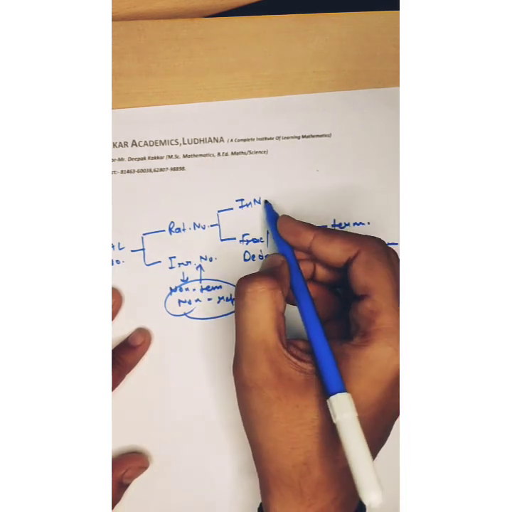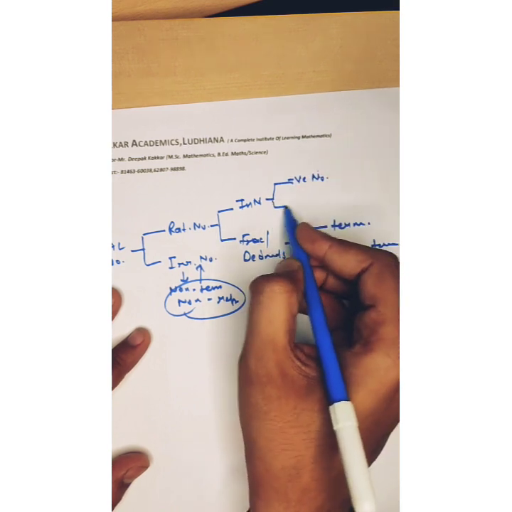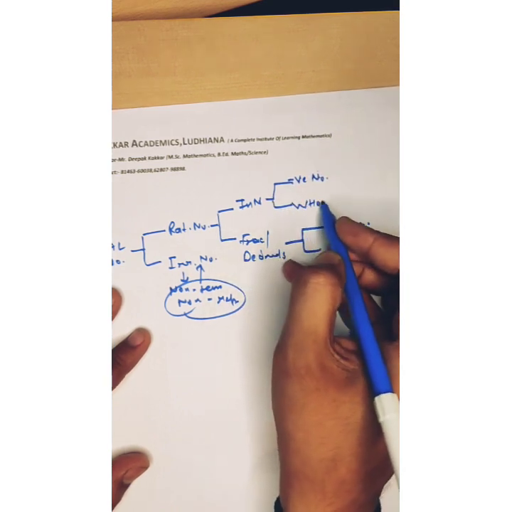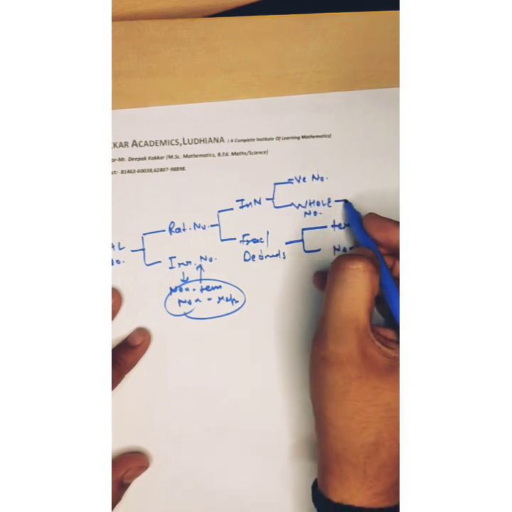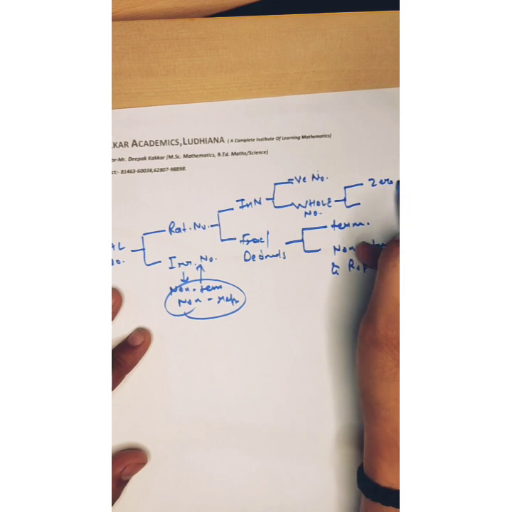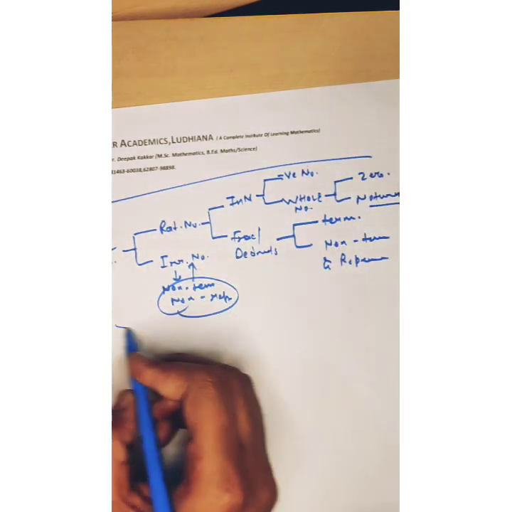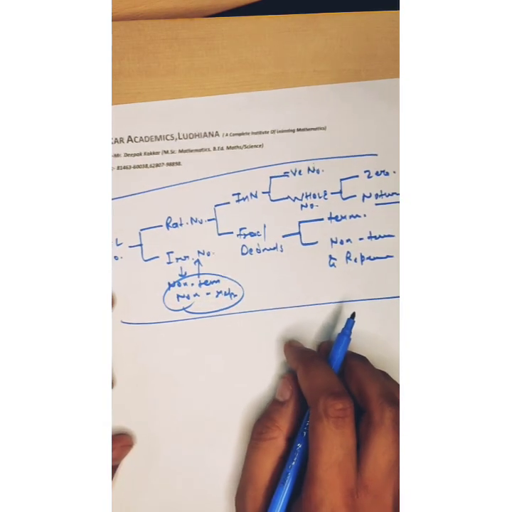Now integers can be further categorized into negative numbers and whole numbers, and whole numbers can be further categorized into 0 and natural numbers. So this is all the concept of the sets of numbers.